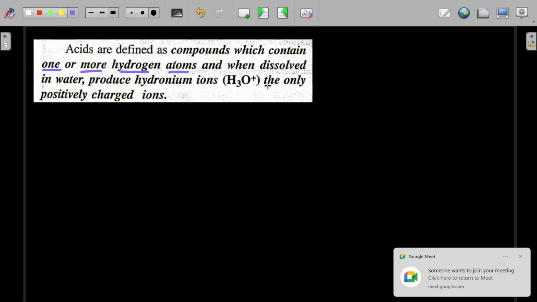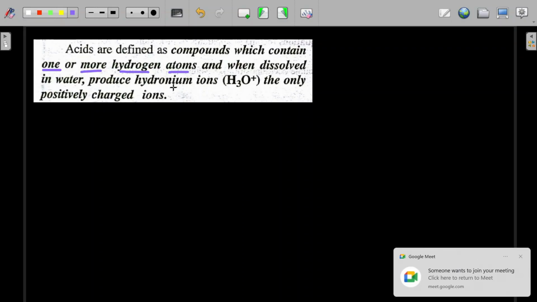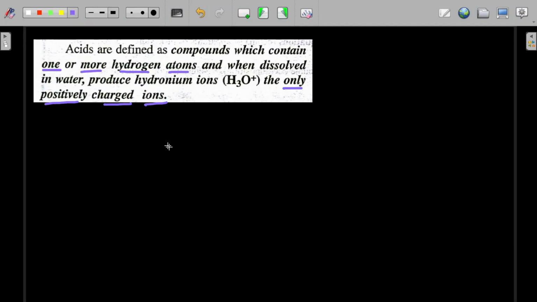So acids are compounds which contain one or more hydrogen atoms, and when dissolved in water, they produce hydronium ions as the only positively charged ions. This is very important. For example, take HCl. When we dissolve it in water, it forms a hydronium ion, where water donates its lone pair to H and forms a coordinate bond, right? And Cl minus. There is no other positive ion in this.